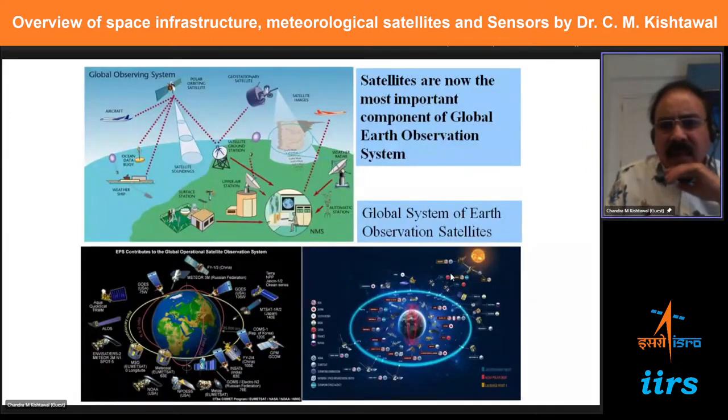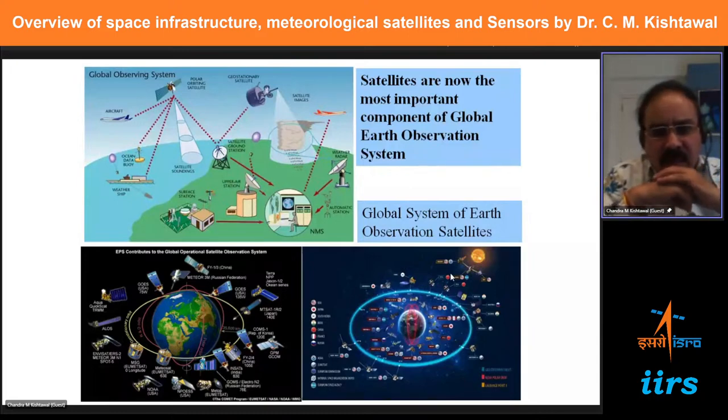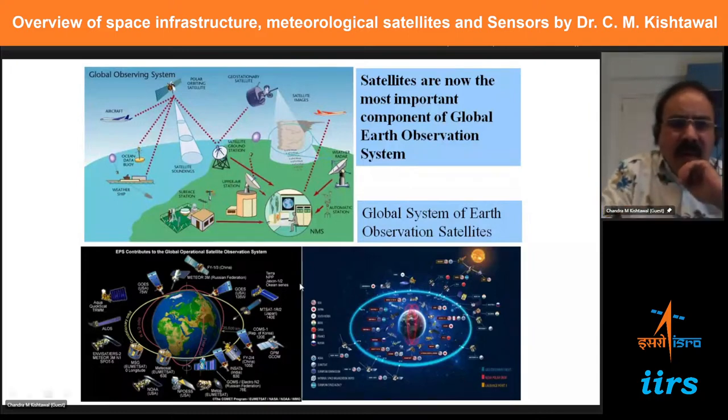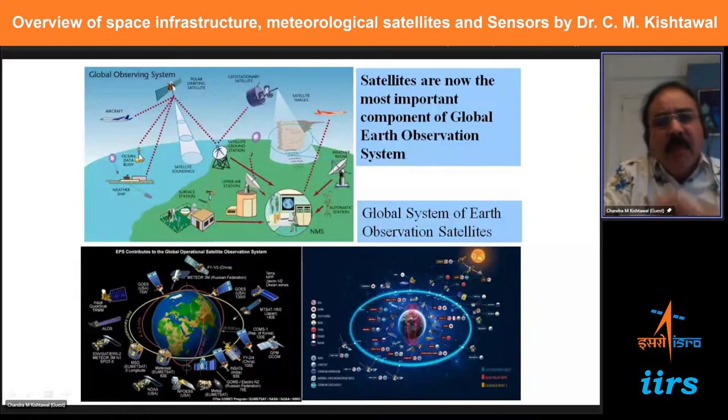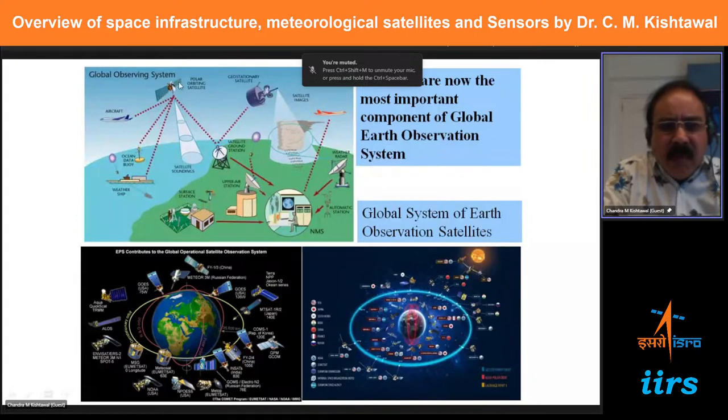Then you can see that there are a number of important components. We have satellites in polar orbit as well as geostationary orbit. There are a huge number of satellites, and there is a global observation system, which depends upon both geostationary and polar orbiting satellites. It collects data from many platforms, including ocean buoys, etc. Apart from observing the weather, these satellites also play a very major role in communication. Whenever data is collected from a weather station, it is transmitted through these satellites.